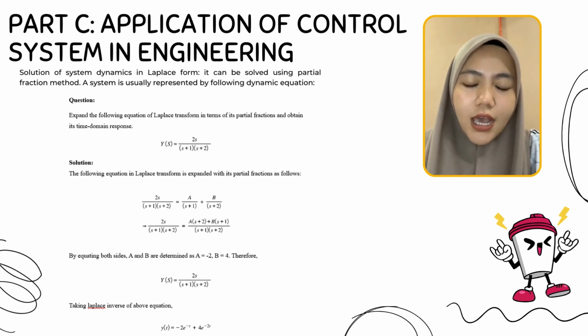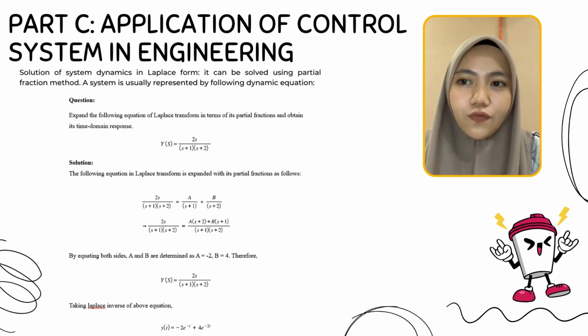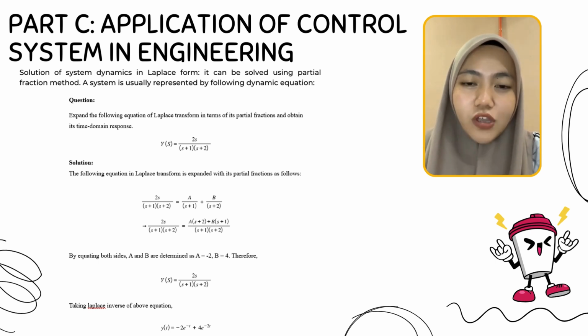So the question is, expand the following equation of Laplace transform in terms of its partial fractions and obtain its time domain response. The equation for the question is Y(s) equals 2s over (s plus 1)(s plus 2). So the solution is that the equation in Laplace transform is expanded with its partial fractions as follows, where it will become A over (s plus 1) plus B over (s plus 2).